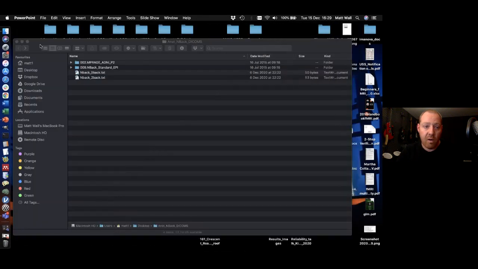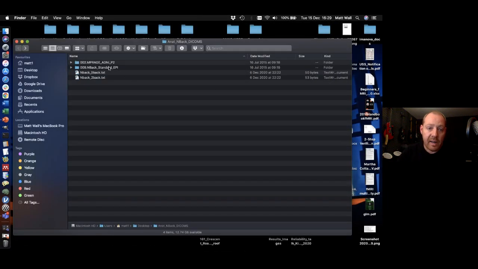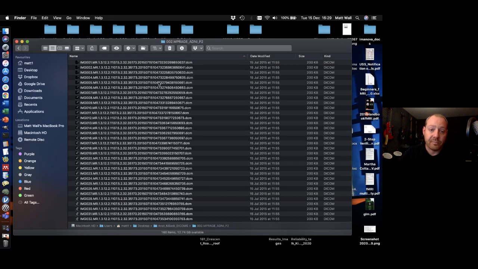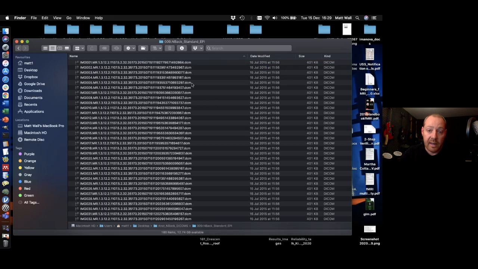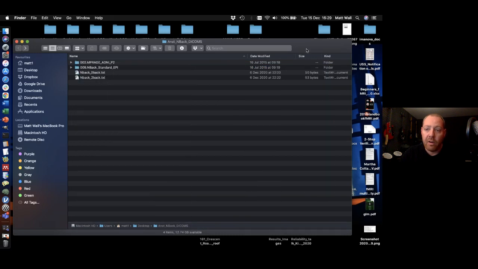So I've got some data here, which is basically as it comes off the scanner. So I've got an anatomical image. These are all .dcm DICOM files, and I've got some functional images, again, .dcm DICOM files.